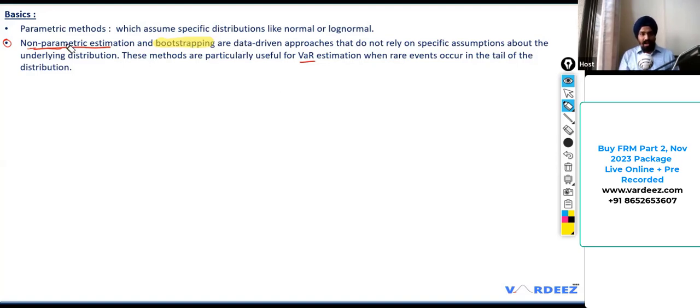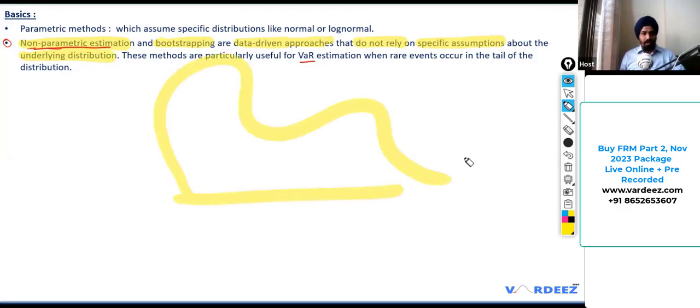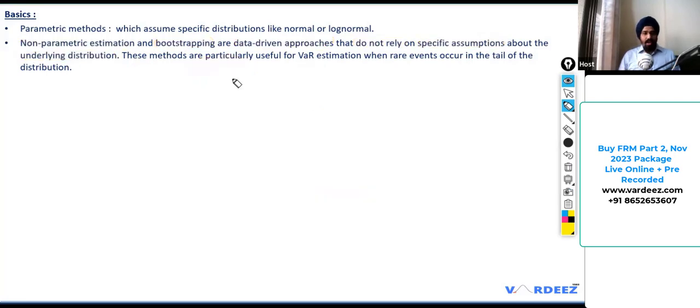So bootstrapping and the non-parametric approach are data-driven approaches. They do not rely on any specific assumptions about the underlying distribution. However our data looks, it's absolutely okay. We can still find VaR. These methods are particularly useful for VaR estimation when rare events occur in the tail of the distribution. Obviously, we are more heavily focused on the tails. That's what this entire market risk is all about.